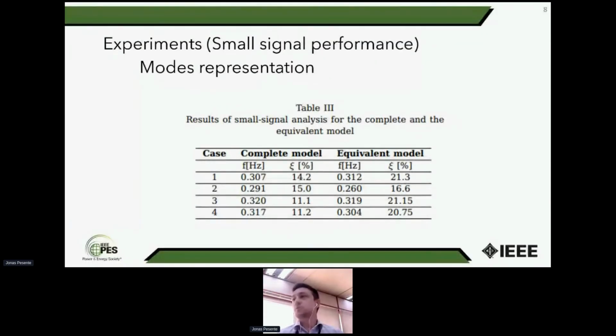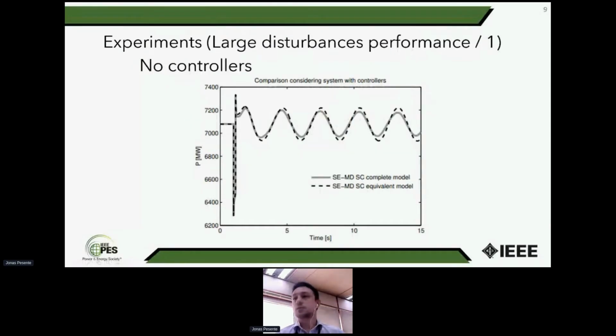From the point of view of small signal stability of the linearized system, the representation of the modes of interest was considered very good indeed. In this slide, the dominant mode for the controlled system is presented, where it can be seen an excellent correspondence of the mode frequency, 0.31 hertz in the worst case, and also a very good result on the damping. So we were looking at the same modes in the equivalent system and also the whole power system representation.